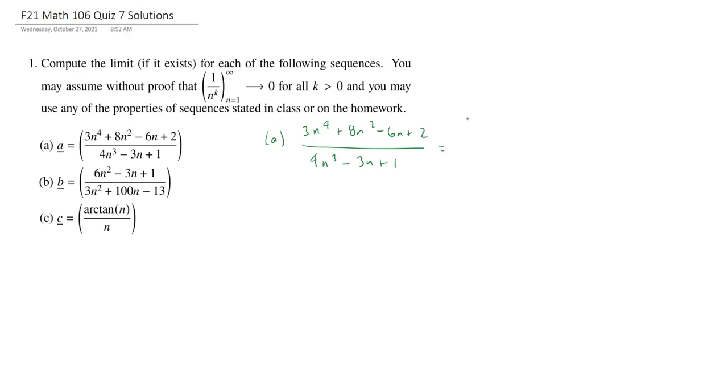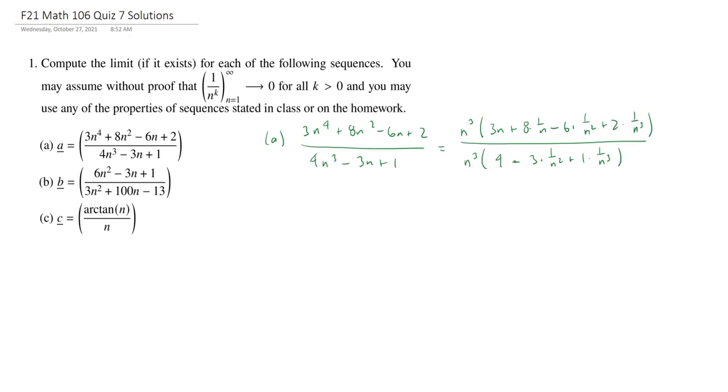So I can rewrite this as, I'm going to factor out an n cubed from the top, and I get 3 times n plus 8 times 1 over n minus 6 times 1 over n squared plus 2 times 1 over n cubed. And in the denominator, I factor out an n cubed, and I'm left with 4 minus 3 times 1 over n squared plus 1 times 1 over n cubed.